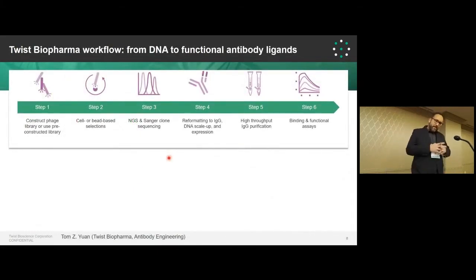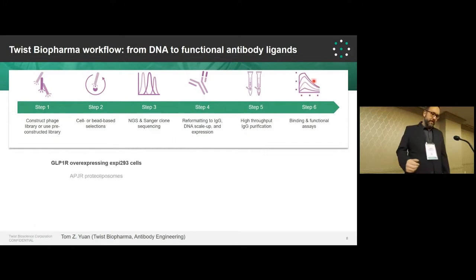So at Biofarma, we set up this 6-step workflow. I talked to you about the phage libraries, cell panning, sequencing. We reformat from phage into a full-length IgG. We have a high throughput IgG purification platform. And me and my group, we work on doing the binding and functional assays.